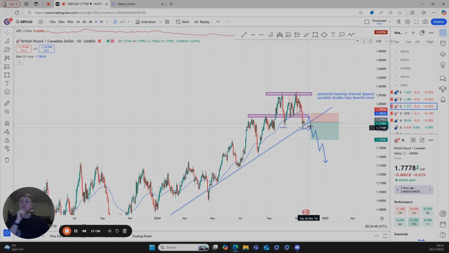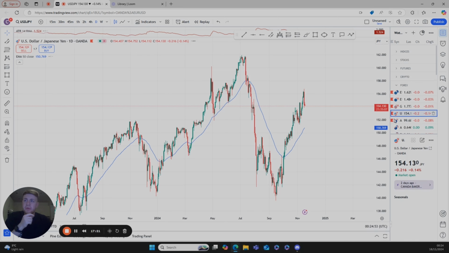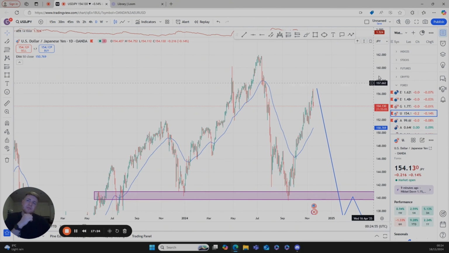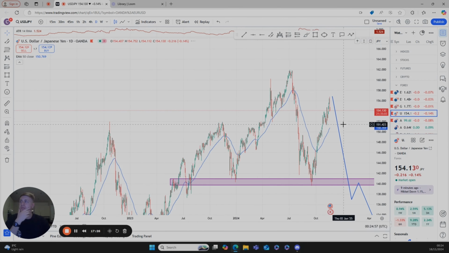So yeah, I'm going to be hopefully looking at that one in the next couple of days as well. Keep an eye out for that one. That's the British pound against the Canadian dollar. Then we have this one, and I'm not sure about it. I think I mentioned this one last week as well.